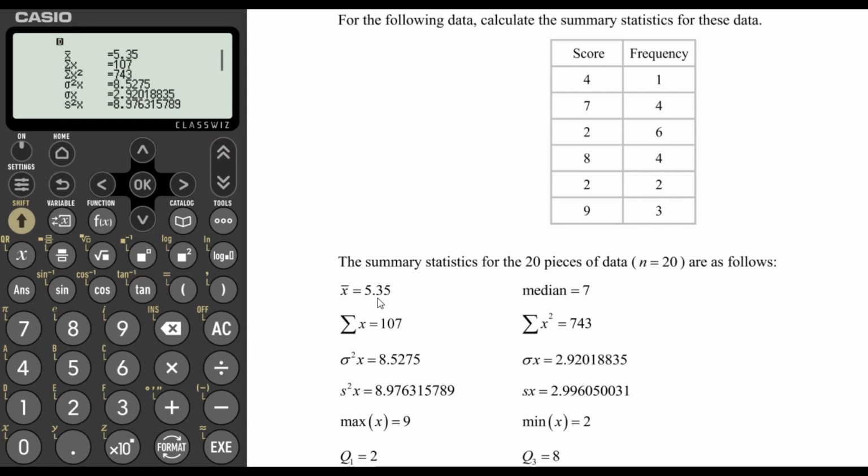The mean is 5.35, the median is 7, the sum of the x's is 107, the sum of the x squareds is 743. The variance, if we use sigma squared, that's 8.5275, and if we use s squared instead, the variance is 8.976, etc. For the standard deviation, if we use sigma, we end up with 2.920, etc. And if we use sx, the standard deviation is 2.99, etc. The maximum value is 9, the minimum value is 2, the lower quartile is 2, the upper quartile is 8.